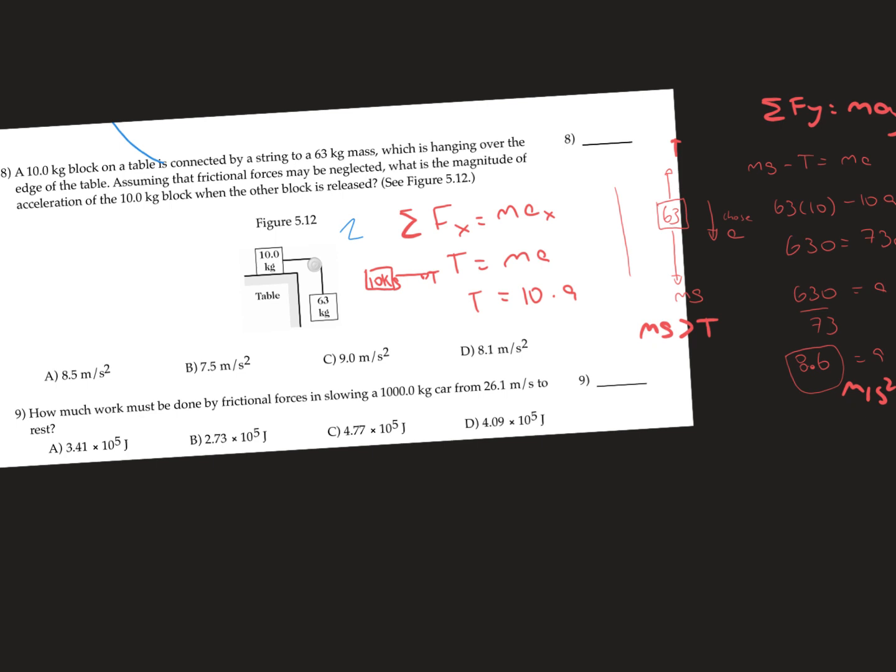So in regards with the mass of 10 kilograms, we only have a force that is going to its right. Therefore, we could say that the sum of all the forces in the x direction, which is the only direction that is going to have a force, is going to be mass times acceleration of x. So T is going to be equal to mass times acceleration, but we only know the mass. So it's going to be T equals 10a.